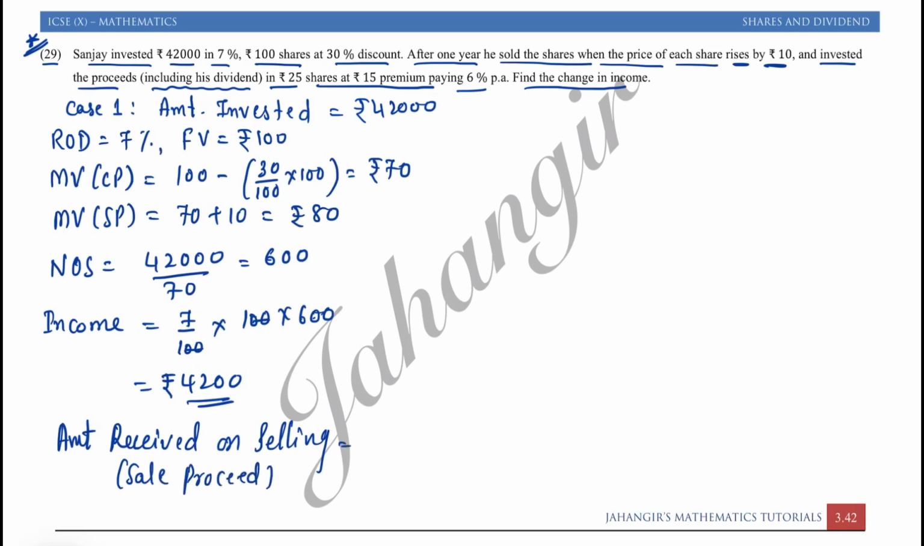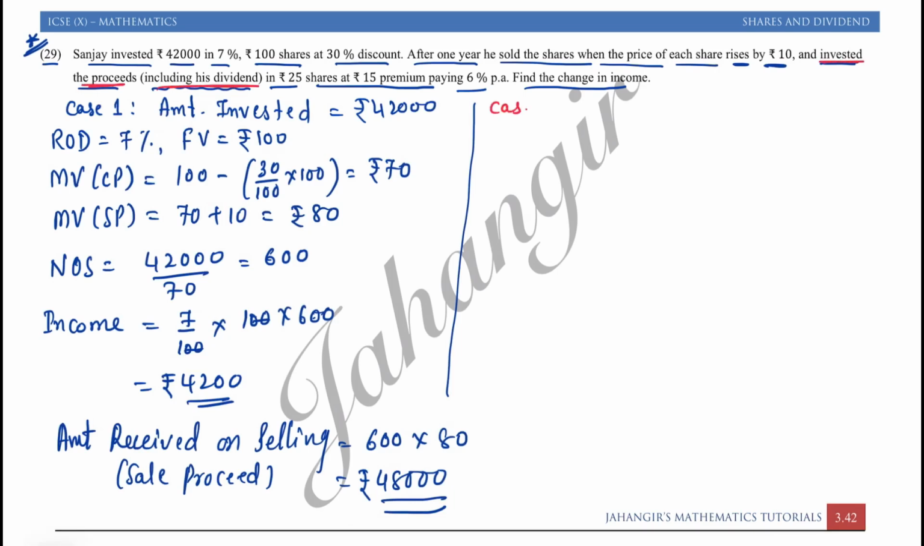He has 600 shares, and each share he sold at a rate of rupees 80. So 6 8s are 48,000. This much amount he got after selling. But what they say is, invested the proceeds, including the dividend.